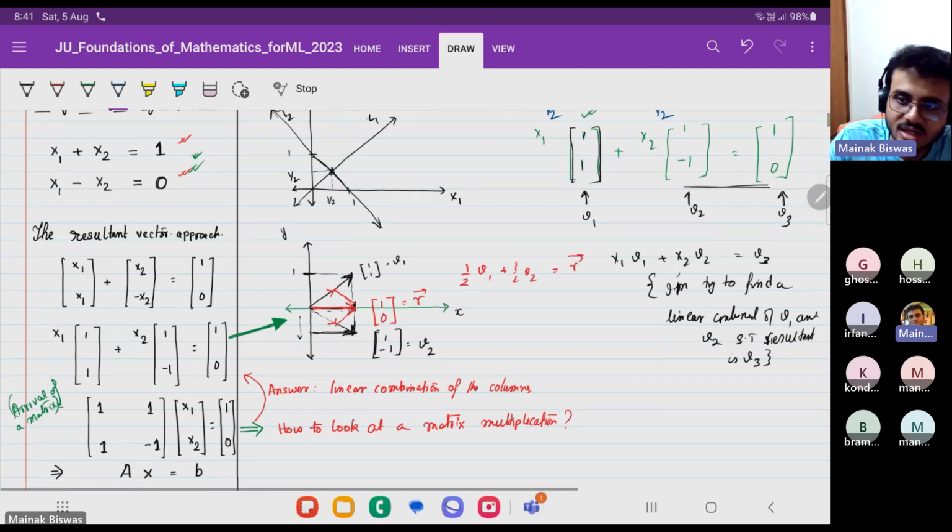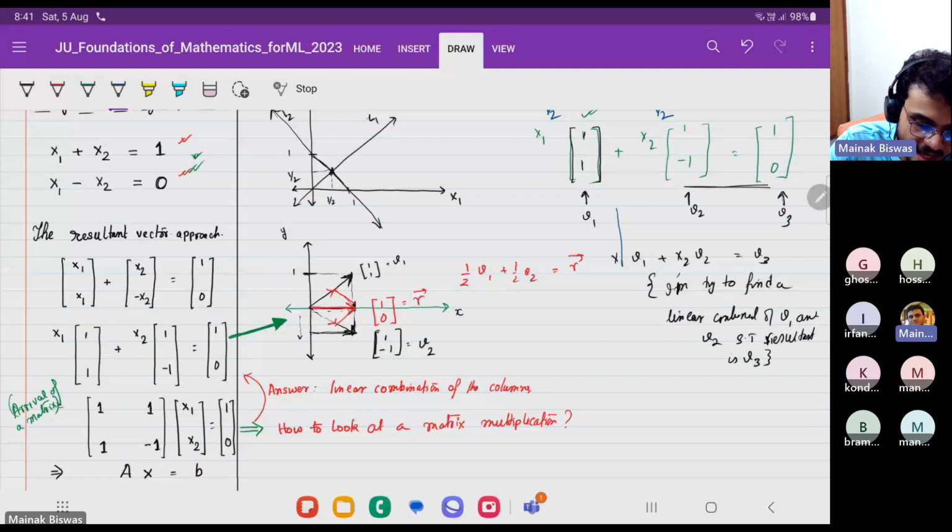So what are we effectively doing? This can be compressed into a single equation. This is what I want you to think about when you're doing questions.